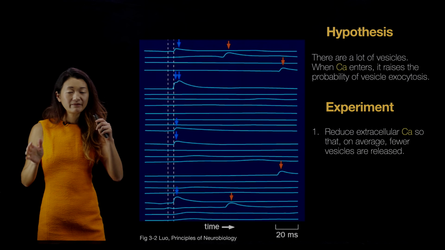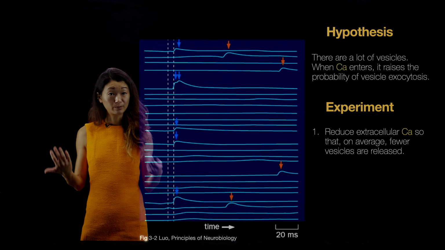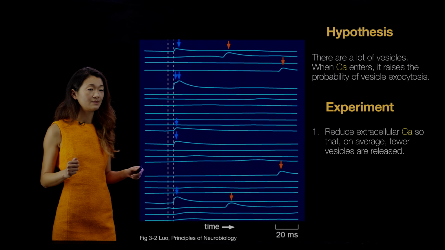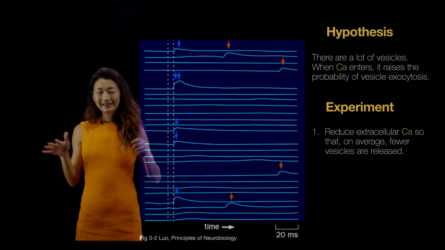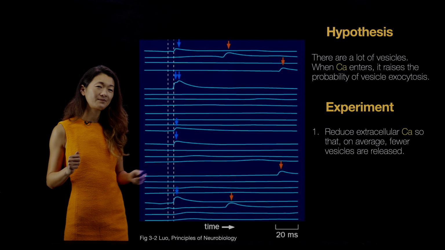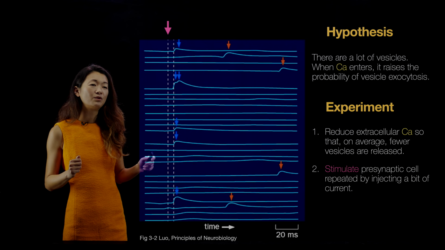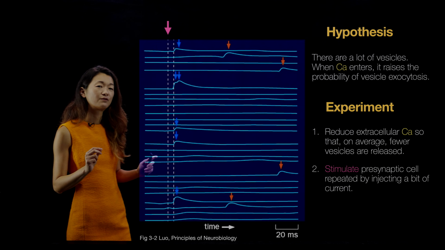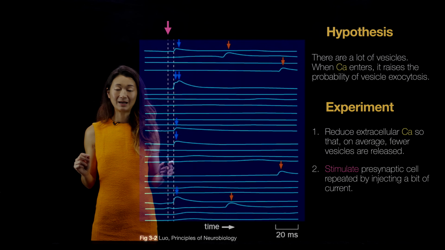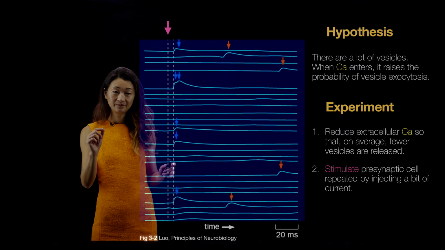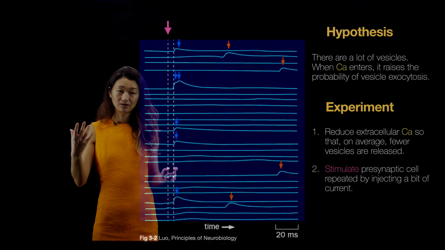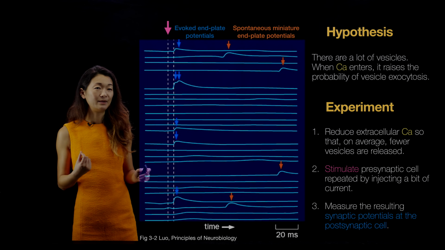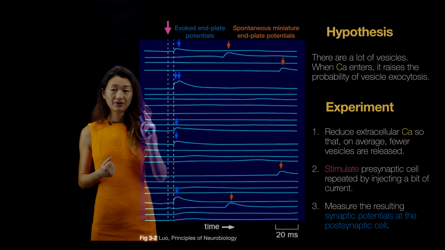And we're going to make a couple of experimental manipulations just to make the interpretation of the experiments a little bit easier. We're going to reduce the extracellular calcium so that on average, fewer things are happening, just so we can isolate them. Now, if you do that, we're going to do two different things. First, we're going to stimulate the presynaptic cell by injecting a tiny bit of current to encourage it to release vesicles. And then we're also going to wait for spontaneous end plate potentials. So two things are happening.